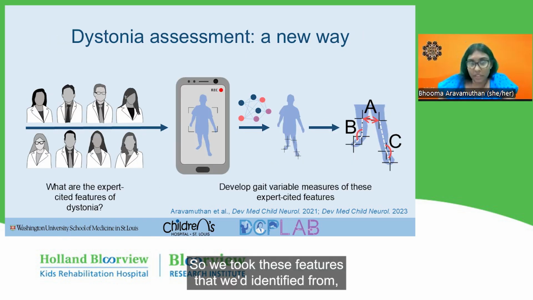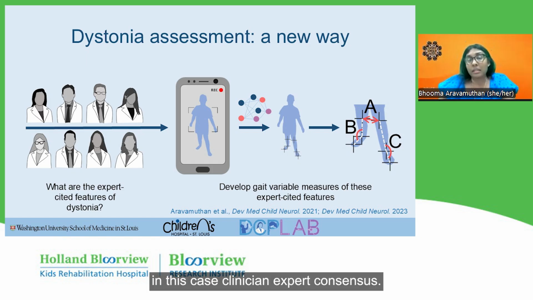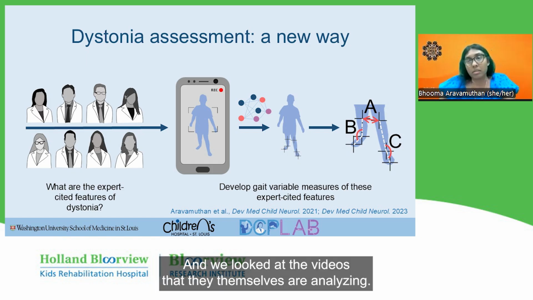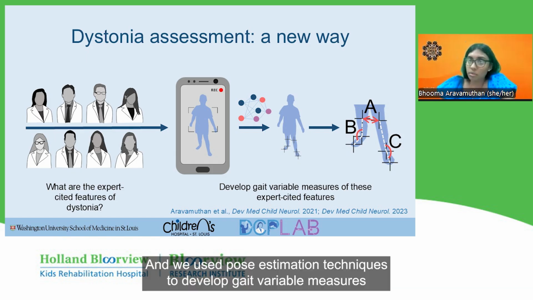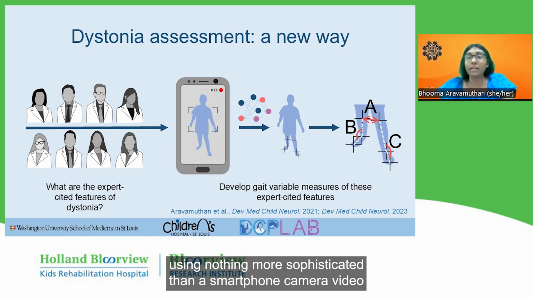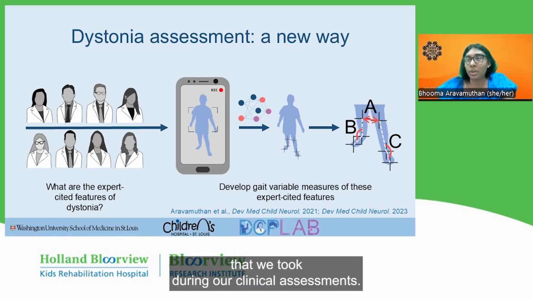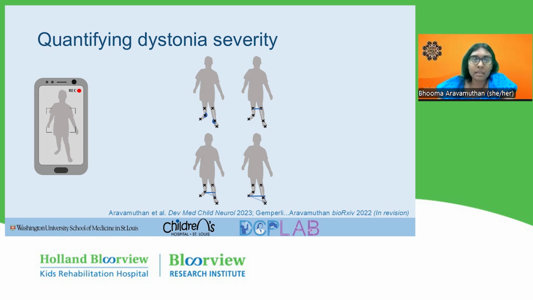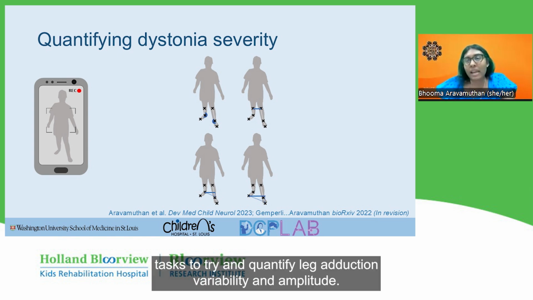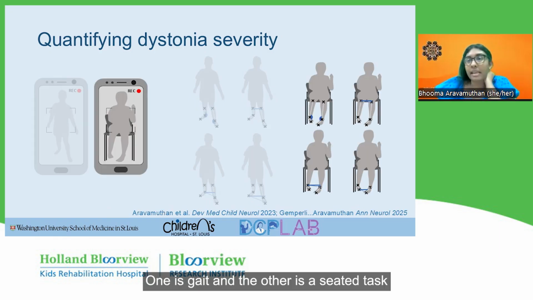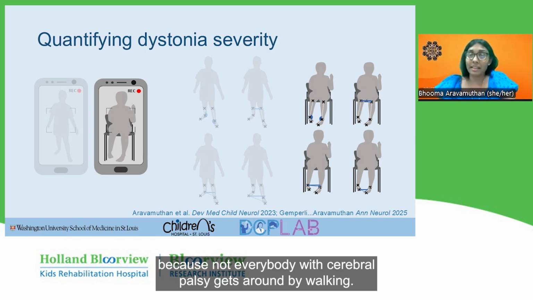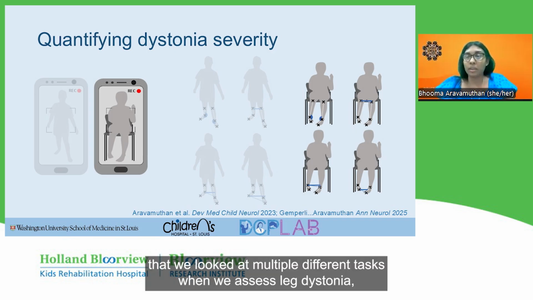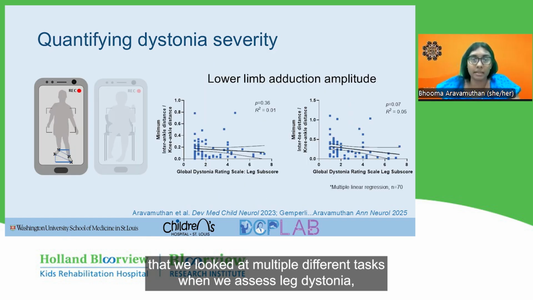So we took these features that we'd identified from, in this case, clinician expert consensus, and we looked at the videos that they themselves were analyzing, and we used pose estimation techniques to develop gait variable measures of these expert-cited features using nothing more sophisticated than a smartphone camera video that we took during our clinical assessments. And we looked at a few different tasks to try and quantify leg adduction variability and amplitude. One is gait, and the other is a seated task, because not everybody with cerebral palsy gets around by walking. So we wanted to make sure that we looked at multiple different tasks when we assessed leg dystonia.